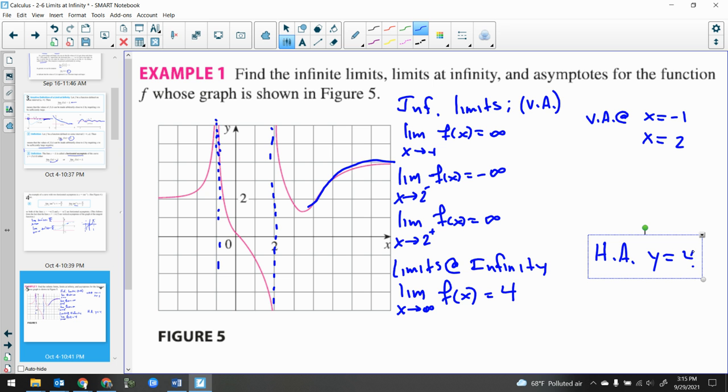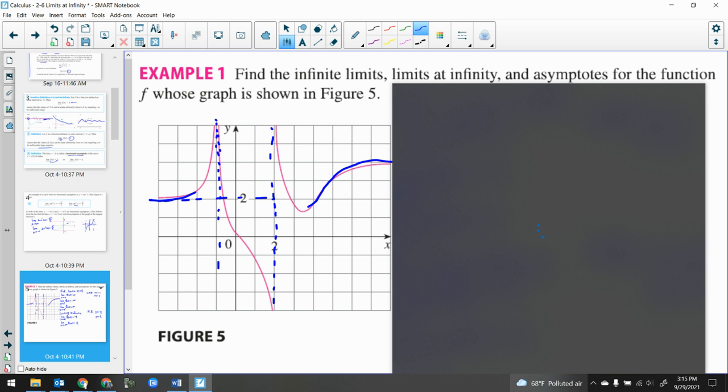Okay, so let's examine what's happening on the left side of f of x. As I keep going over here, it shouldn't have crossed that line, but look, at 2, there's a horizontal asymptote at 2 right here. So that means y is equal to 2 as well. Those are my horizontal asymptotes.